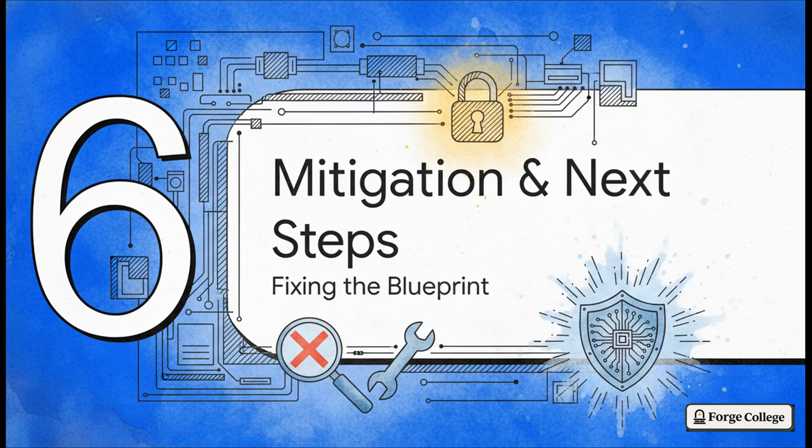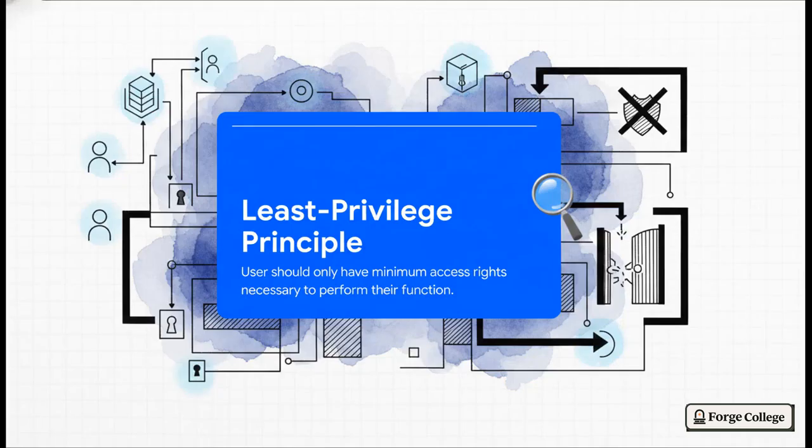Finally, Section 6, Mitigation and Next Steps. We're fixing the blueprint. So we've found the crime, and we've gathered all the empirical evidence. Now we shift gears from finding the flaw to actually implementing the repair.